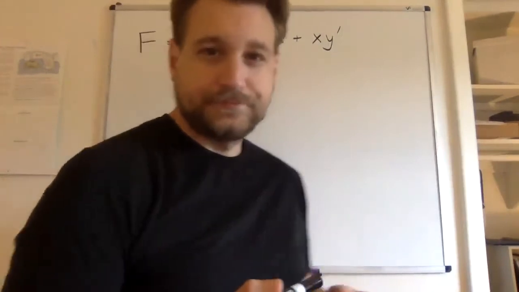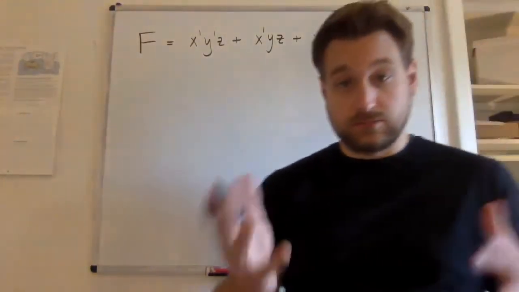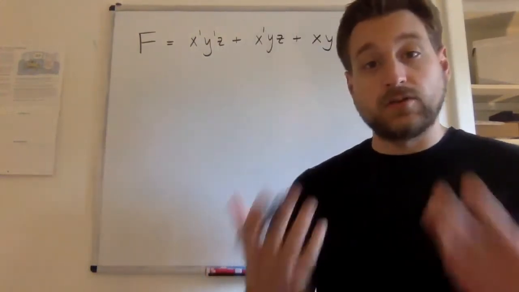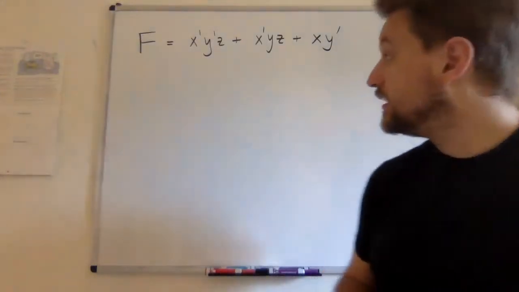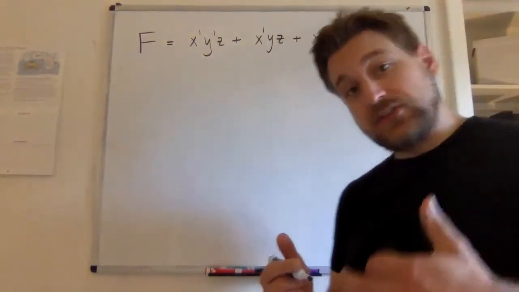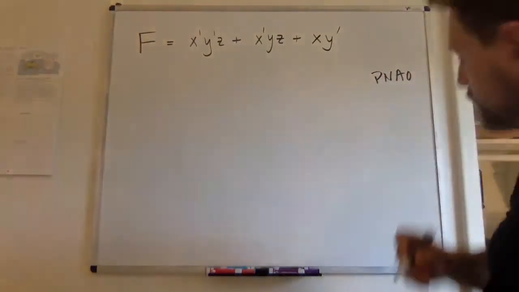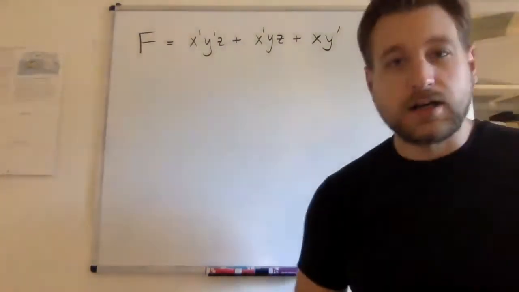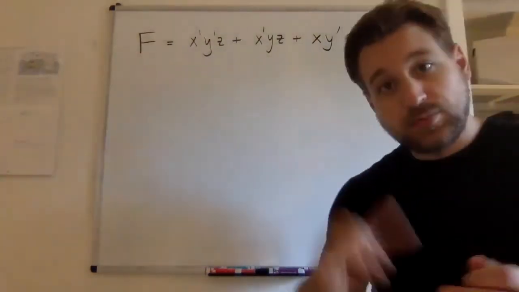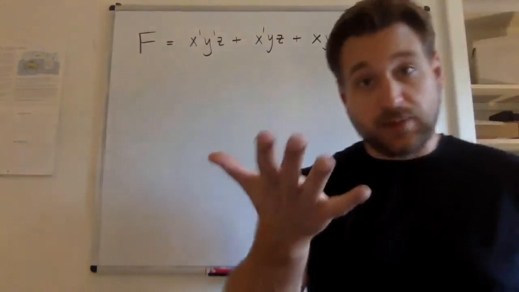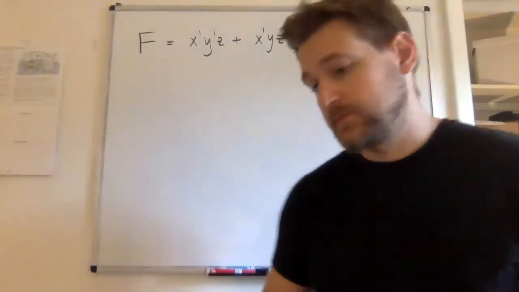So we're going to need to know a couple things. Just like ordinary algebra, we're going to need to know about the order of operations in order to parse what the heck this means. And the order of operations that we're going to use is P-N-A-O: parentheses, negation (complement), AND, OR, in that order.